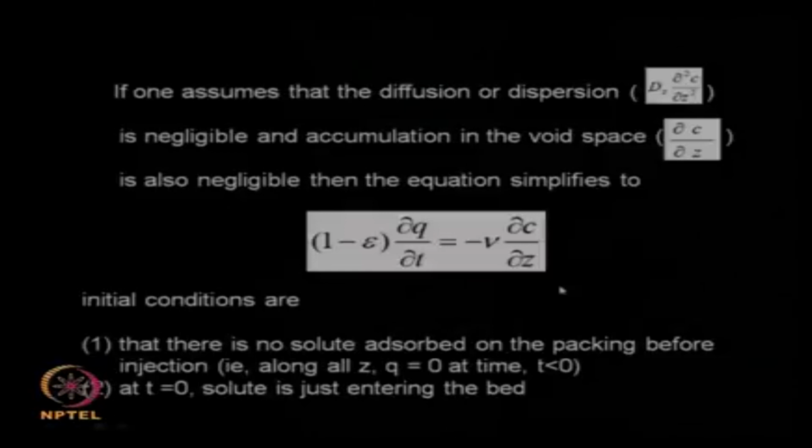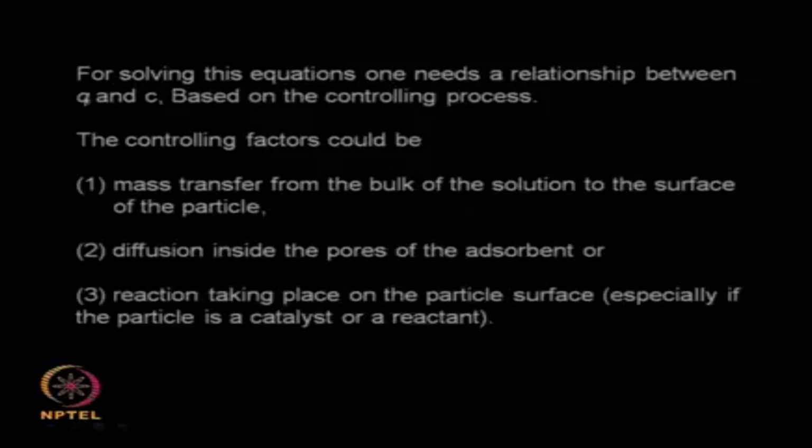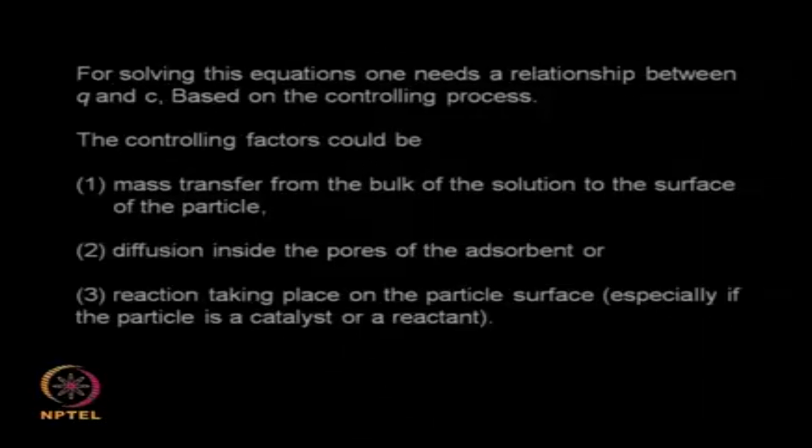These are the initial conditions, but still it is not enough if you want to solve this particular partial differential equation, okay. So we need to have some relationship between Q and C, otherwise we will not be able to solve that. So that means we need to know what type of mechanism is operating. There could be a lot of physical processes happening inside. Because it is chromatography, we will assume there is no reaction, but there are a lot of physical processes taking place which determine the relationship between Q and C. So what are the various physical processes that may be operating here?